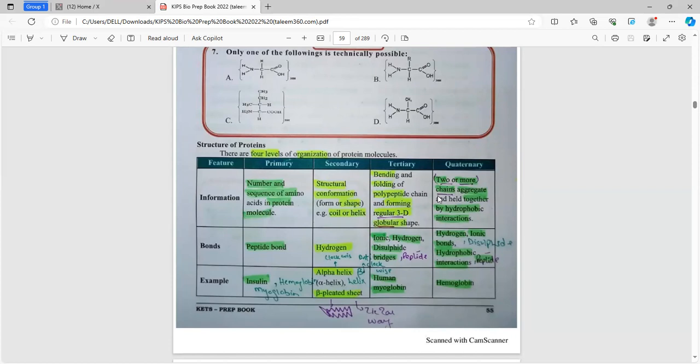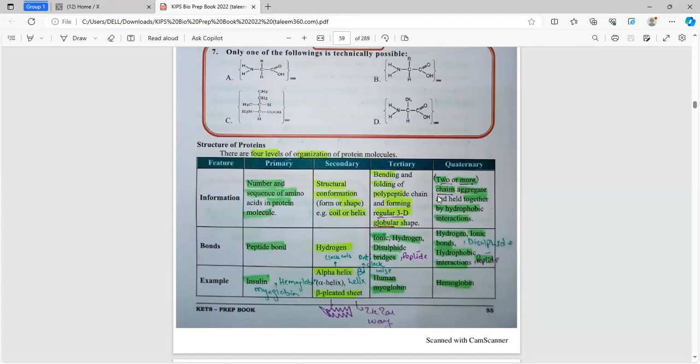So you need to know that the secondary organization of protein molecules contains hydrogen bonds, and its examples are alpha helix or beta pleated sheet. Similarly, tertiary. Basically, when the organization increases from primary to secondary to tertiary, the structure becomes more complex, and so the bonding and the number of bonds are greater. When it comes to tertiary structure, you can memorize that tertiary stands for 3D. So it assumes a 3D globular shape, and the bonds which are formed are ionic, hydrogen, and disulfide.